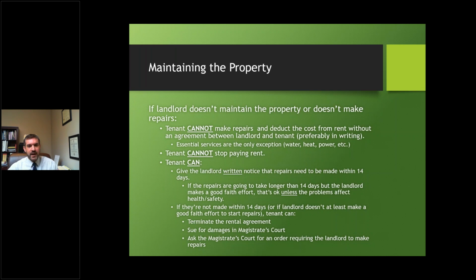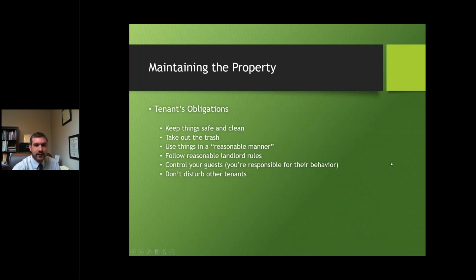And then the landlord has 14 days after that written notice is given to either start making the repairs in good faith, or to make the repair if the door's broken or the lock's busted. It shouldn't take 14 days for that kind of thing to be replaced. And so then at the bottom of the slide, you can see the remedies that the tenant has if the landlord doesn't do those things.